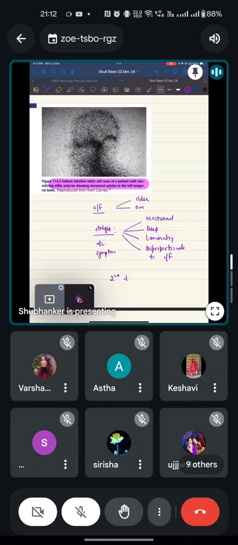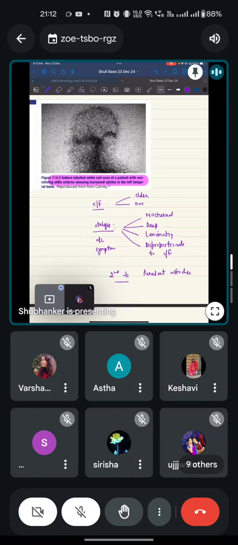The second most common symptom will be otorrhea, and what they have mentioned is this is purulent otorrhea. And it is generally associated with cranial nerve palsy. Cranial nerve palsies are generally seen along with skull base osteomyelitis.